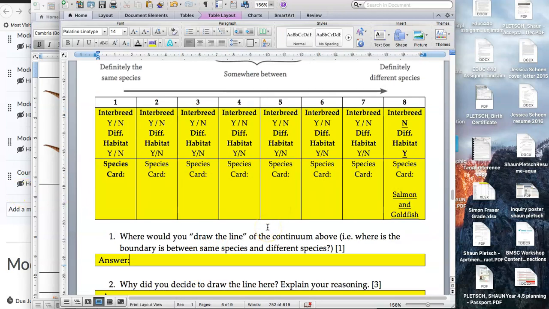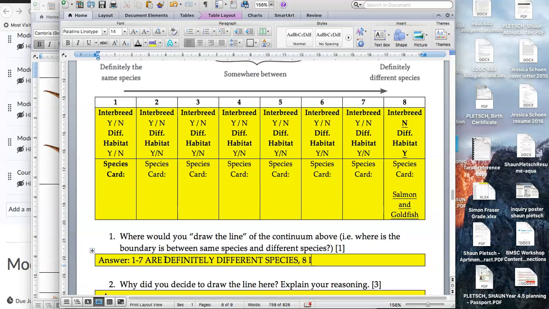It says, where would you draw the line? That means you're going to have all these cards in order, and I'm going to force you to draw an exact line between them, where on the left we have the same species, and on the right they are not the same. It's a lot of gray area. That's what makes this so challenging. So to get a full mark, you might say 1 through 7 are definitely different species.